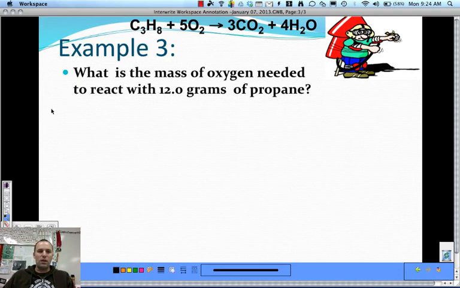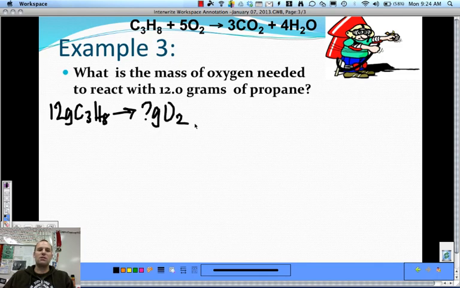Again, we need to write what we know. We know that we have, according to the question, 12 grams of propane, and we want to know the mass of oxygen. Mass is always measured in grams. So this time we're going from grams of one substance to grams of another substance, but again, we still have to go through moles. We're just taking it one step further for each example.